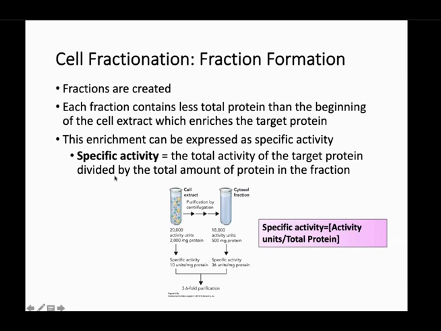Okay, so when you do the centrifugation, each fraction contains less total protein, right? Because we're getting rid of many of the proteins we don't need and a lot of organelles and a lot of things that we don't need. But the specific activity is increasing, okay?